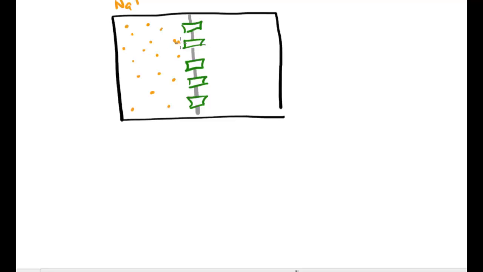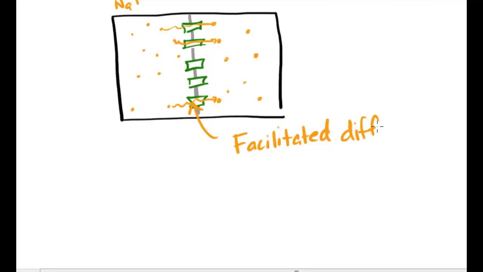Those sodium channels are going to allow these sodium ions to diffuse across this membrane so that, given enough time, they'll become evenly spread throughout these two boxes. Because this sodium channel was facilitating the diffusion across the membrane, this is known as facilitated diffusion.